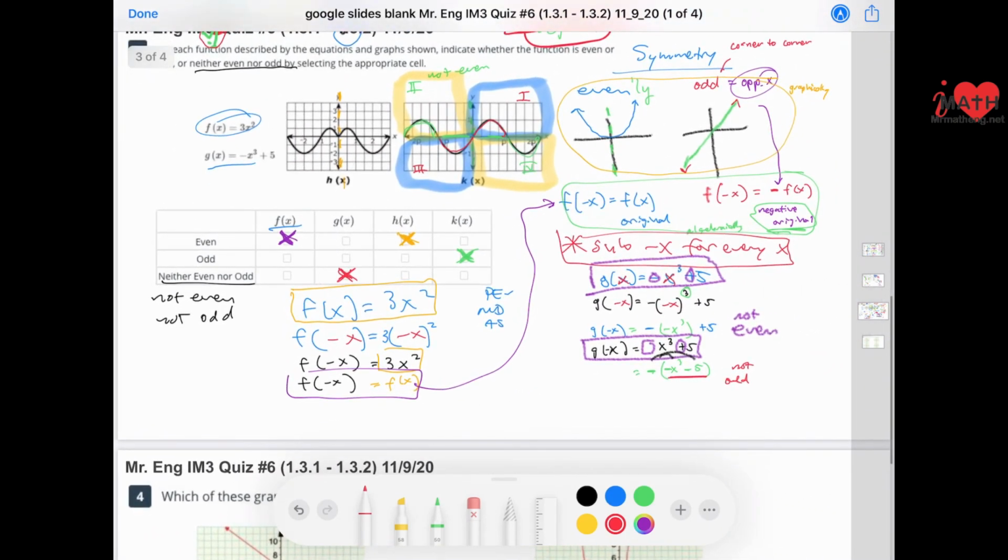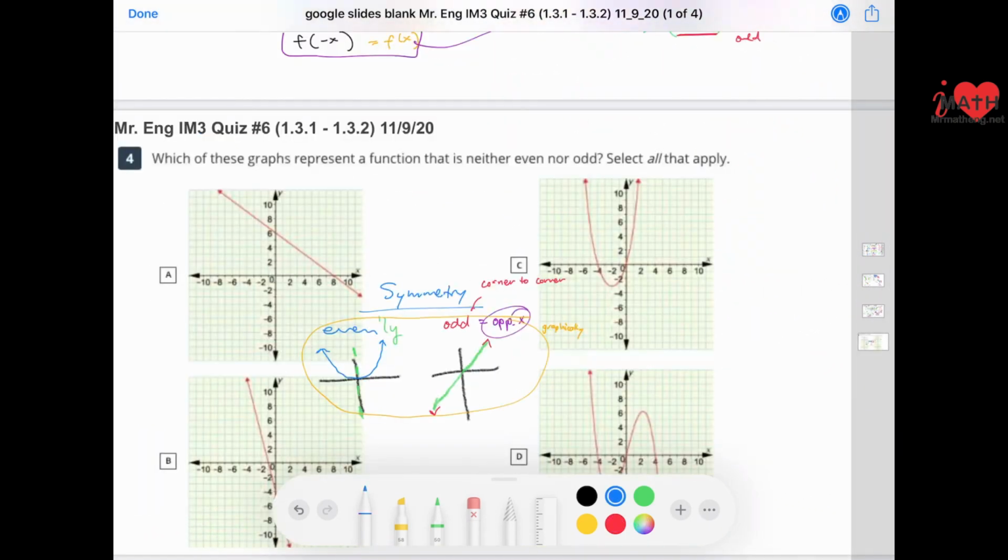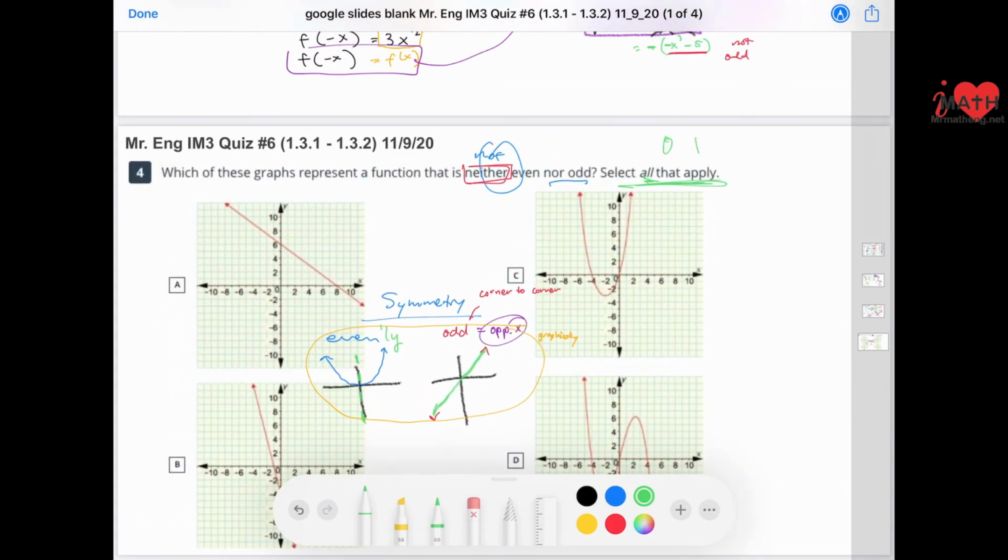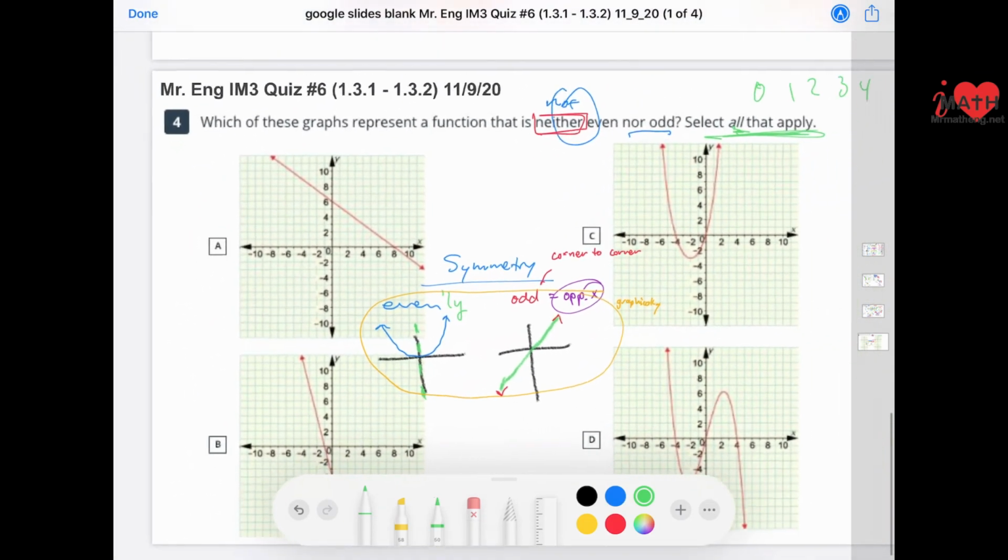Okay, let's go on to question number 4. All right, last question number 4. Which of these graphs represent a function that is neither, or not even or not odd? So this is what it's saying, not even, not odd. They're basically saying which of these are neither. Okay, select all that apply. So there might be more, there might be 0, 1, 2, 3, or 4, all of these, okay?